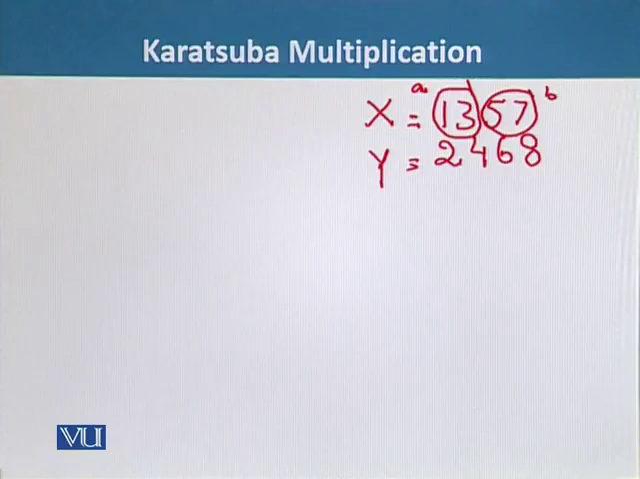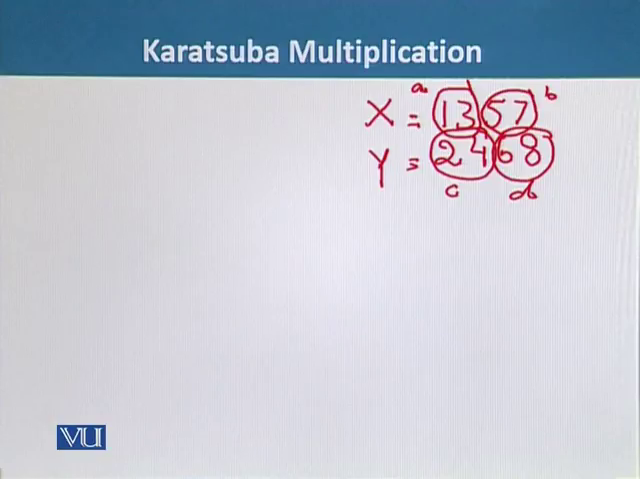Similarly, we will divide y into two parts. The first is 24, not A but C, and the second part is 68, and we call it D. So we have divided these two figures into four parts, x into 2 and y into 2. We will use this Karatsuba multiplication and follow it step by step, and we will reach the same answer as we got in the previous calculation.